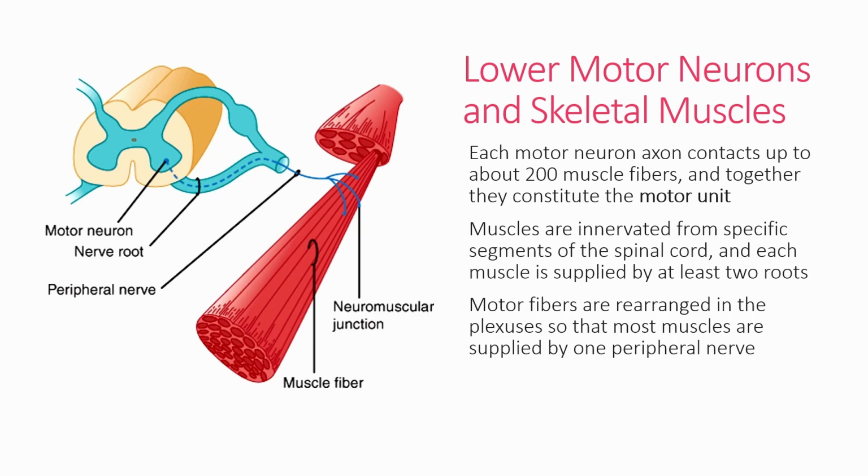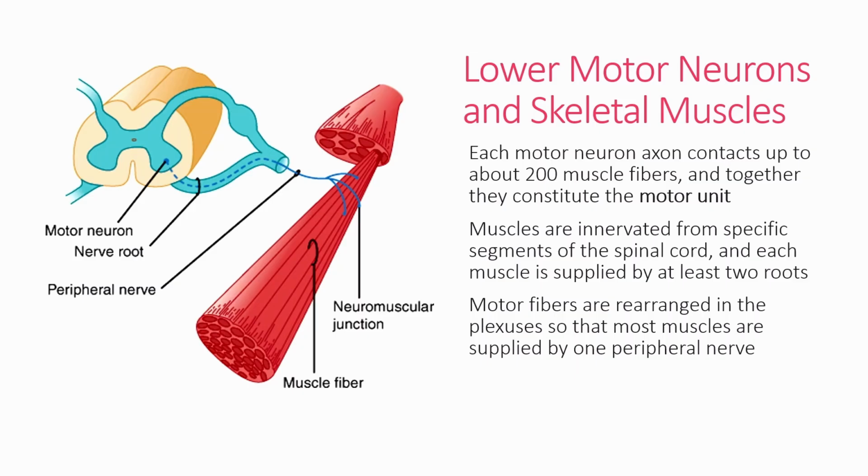So I mentioned before, we have our lower motor neuron in the skeletal muscle. The lower motor neuron leaves the spinal cord and it's going to synapse on a muscle. It's a lower motor neuron, so it's got to go to a muscle. Each motor neuron will contact about 200 muscle fibers, and together they're called a motor unit.